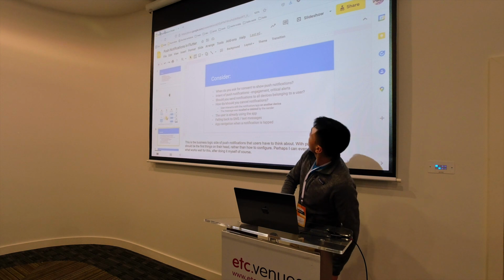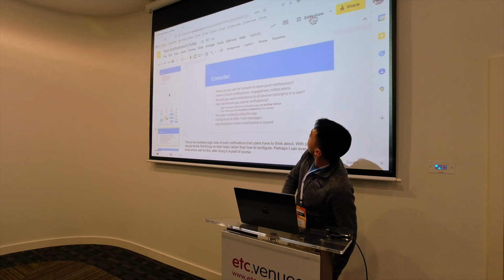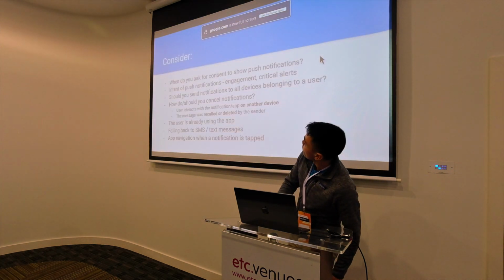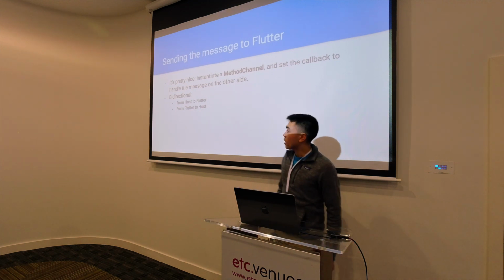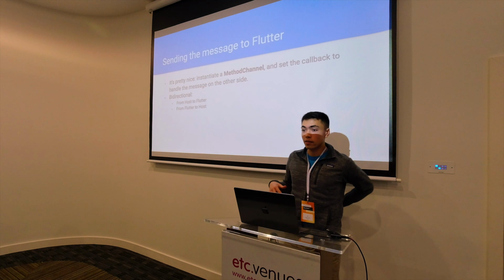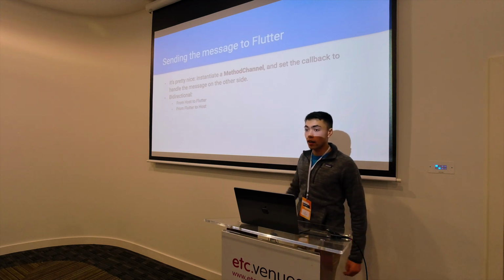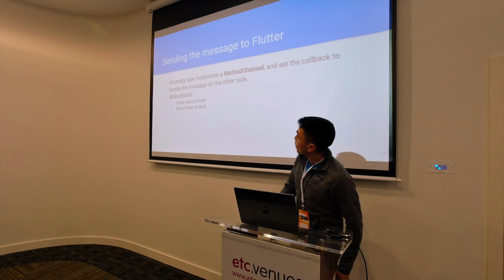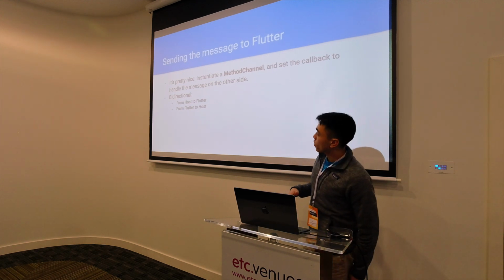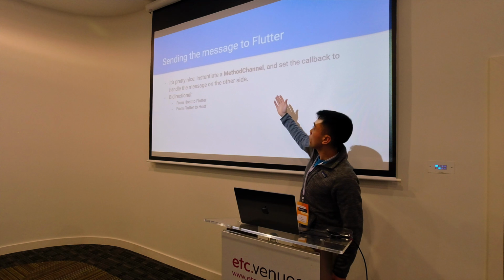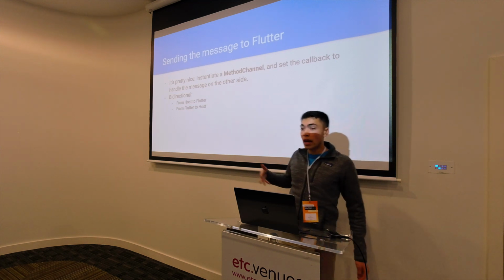So yeah, let me go back to the slideshow. That's just the business side, which I won't really talk about. Now I'm going to talk more about the technical side of how Flutter talks to the platform. And to do this, it's pretty easy. You have a Flutter app and you want to talk to Android or iOS. You just instantiate this thing called a method channel, and then you set the callback on the other side.